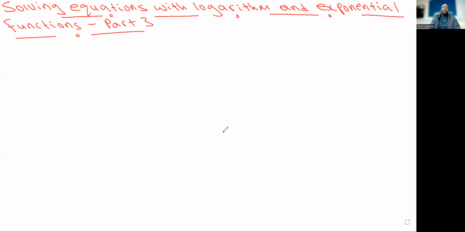All right. So before you proceed, make sure you've reviewed the laws of logarithm very well. Make sure you've reviewed the exponential function laws very well. Make sure you've reviewed how to solve quadratic equations. We've talked about several ways: using factorization, using the formula, and the complete the square method. Anyone, make sure you've reviewed that.